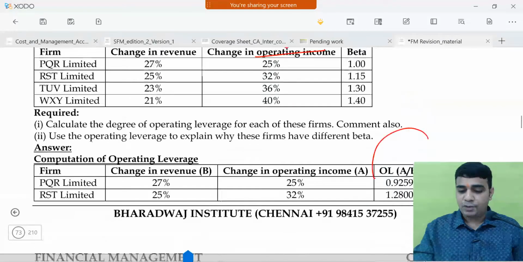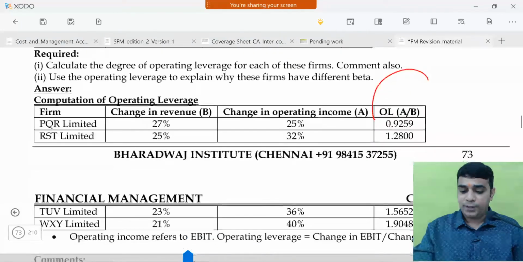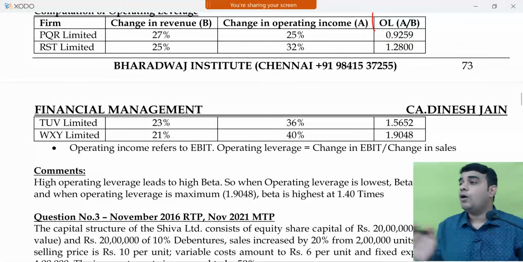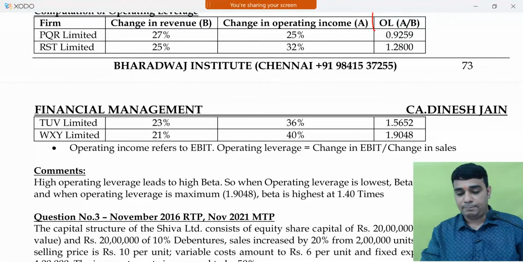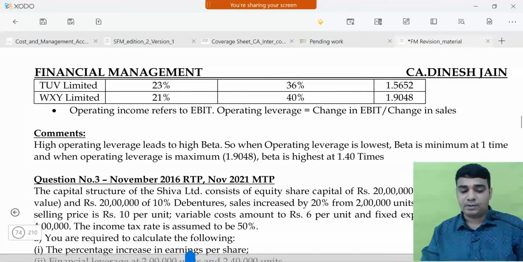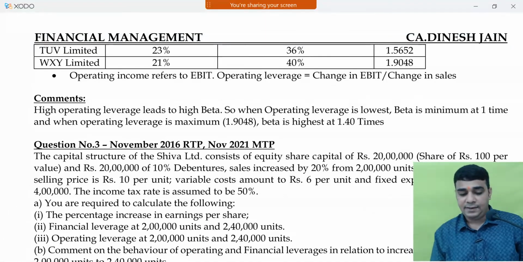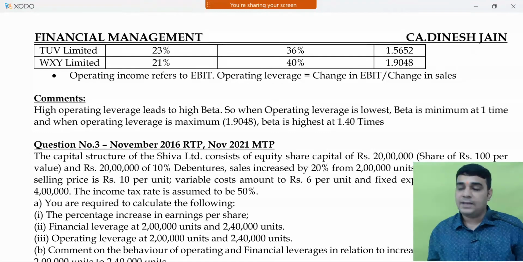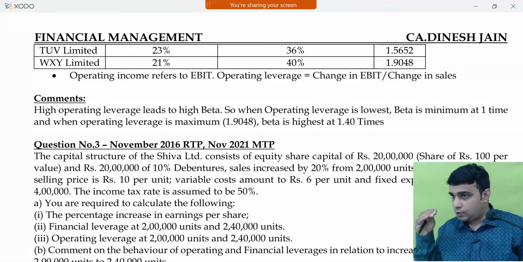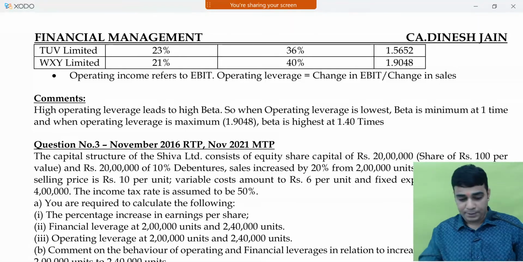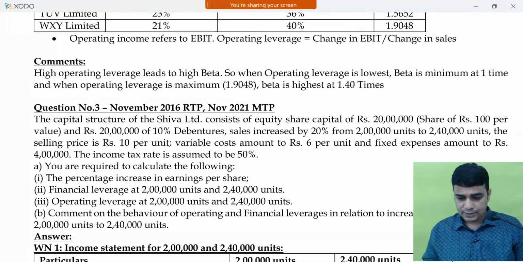So 0.9 to find lowest beta, 1.28, then 1.15. So your beta and operating leverage can be linked together. High operating leverage leads to high beta. When operating leverage is lowest, beta is minimum at 1 time, and when operating leverage is maximum, beta is highest at 1.40 times, because beta also measures the risk. Operating leverage also indirectly tells the risk of a company. Go through question 3.